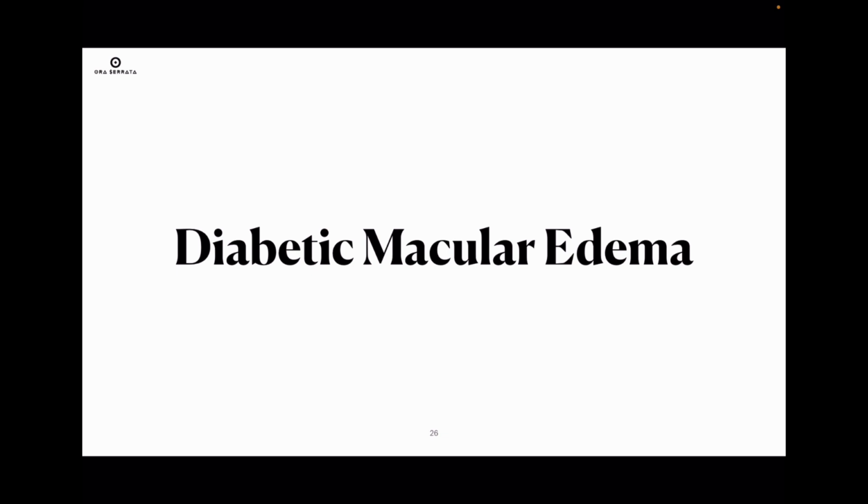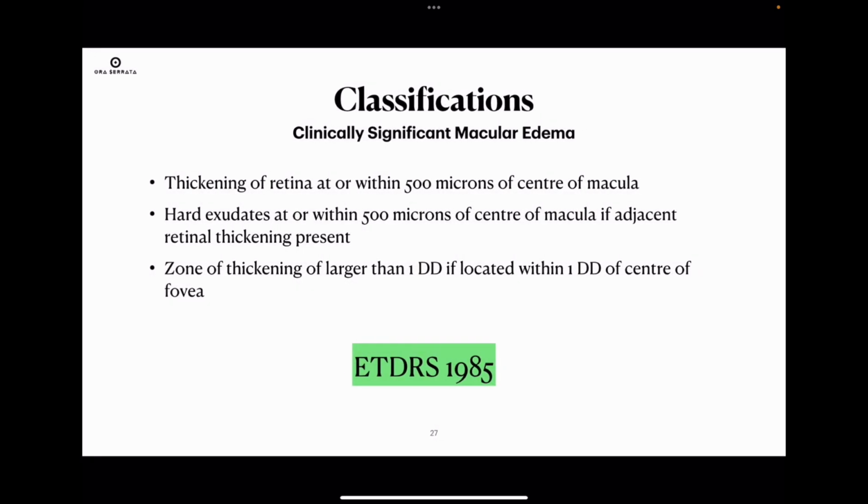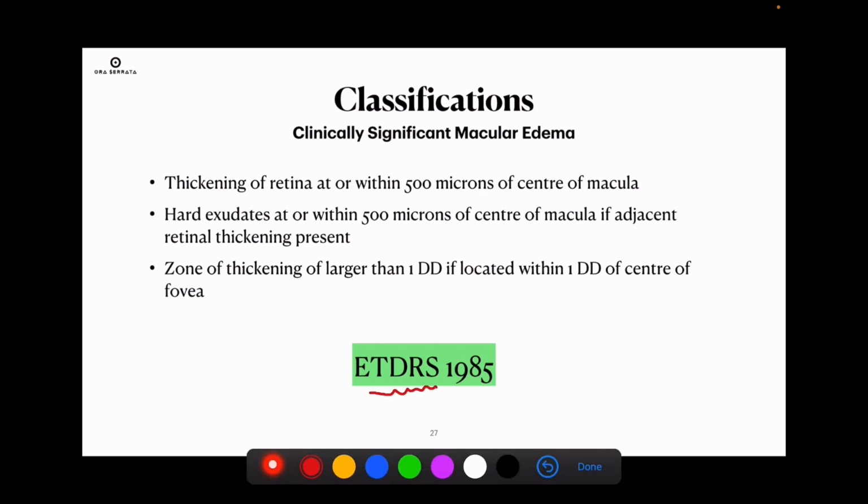Coming back to diabetic macular edema. So there are a number of classifications, but the main clinical classification that we have been using for a very long time was given in the ETDRS study in 1985, and that is clinically significant macular edema. So clinically significant macular edema has three criteria.